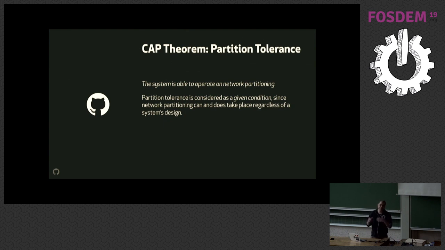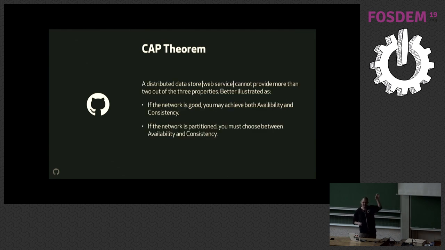Partition tolerance means basically that the system can operate with network failures. And I will rephrase the entire CAP theorem. Instead of doing the 2 out of 3, I'll define it in this way. If the network is good, you can achieve both consistency and availability, no problem. If the network is bad, then you might need to choose between availability and consistency. That's what the theorem says.